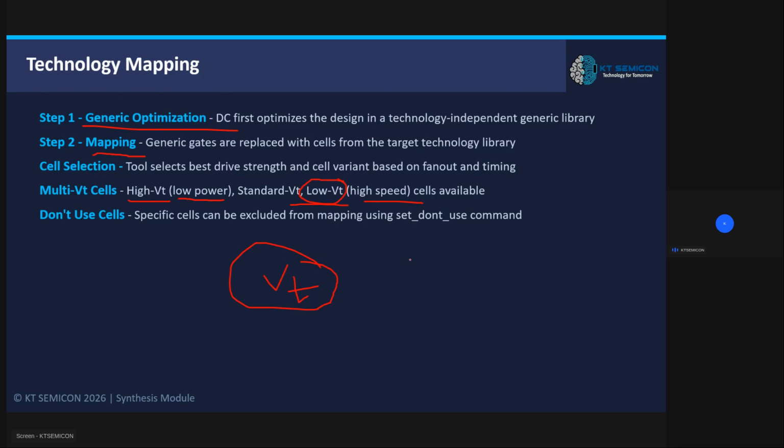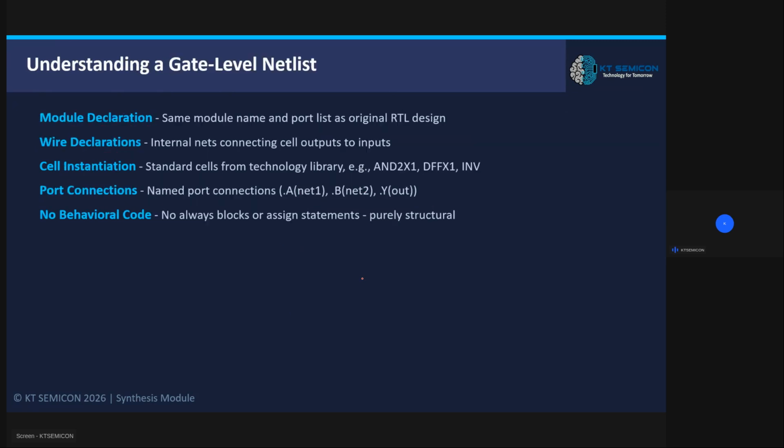Okay, so for these low VT cells, there are more leakage currents also, right? So why does my speed increase? Because it may not be concerned about the power. Okay, so this is the thing, and these are the gate level netlist, how it is going to behave and all. Okay, some module declaration, wire declaration, cell instantiation, port connections, all these things are related to code.